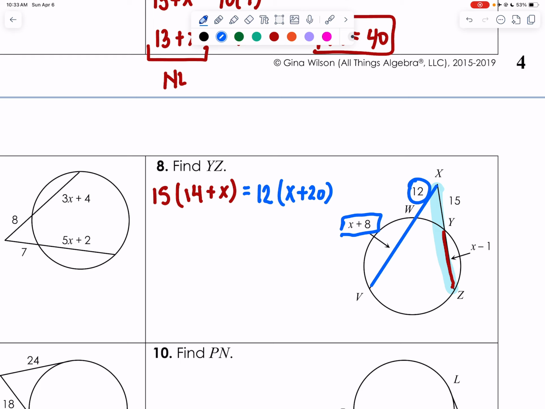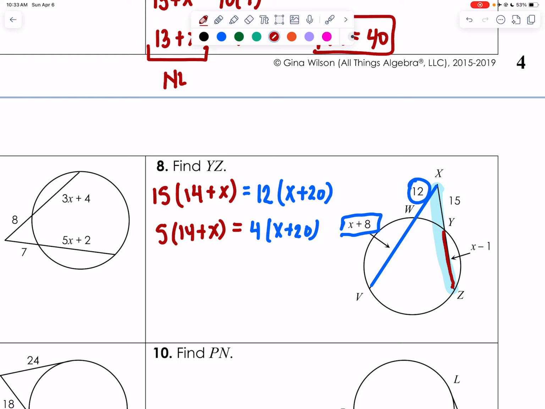Okay, now, once again, do not distribute, because 15 and 12, we could probably simplify that down. They both have a GCF of 3, so let's go ahead and do that. So if I do that, I get this lovely thing right here. And then we could distribute.